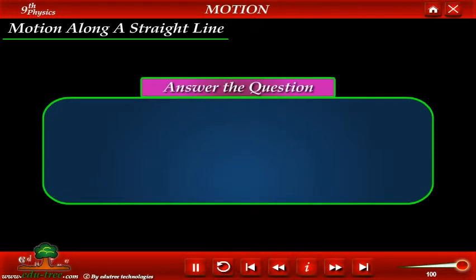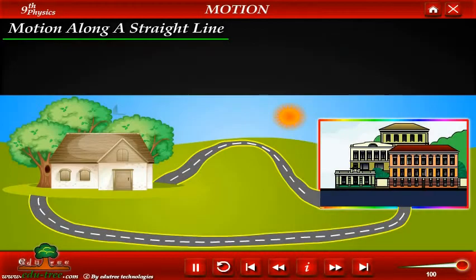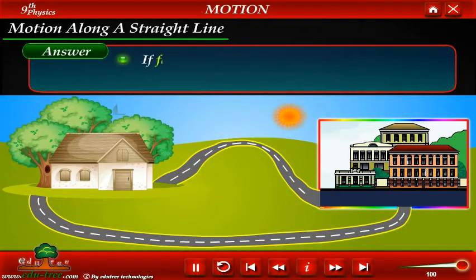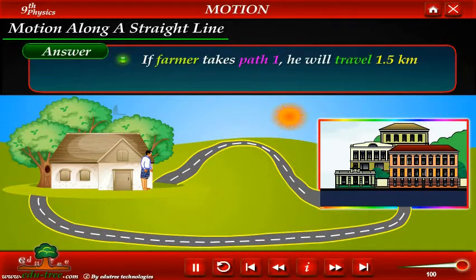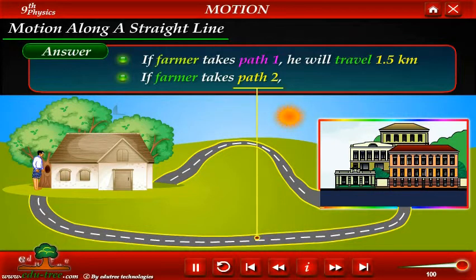Answer the question. Question 1. How much does the farmer travel every day? Answer. If the farmer takes path 1, he will travel 1.5 kilometers. If the farmer takes path 2, he will travel 2.5 kilometers.